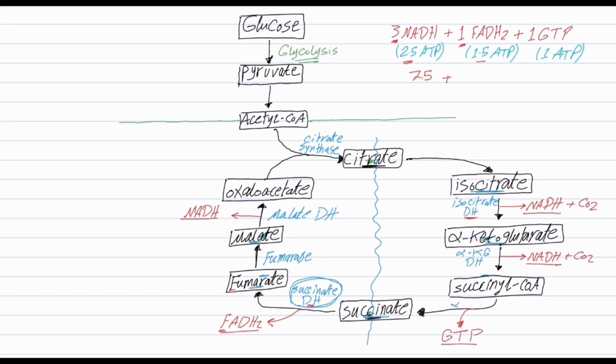1 multiplied by 1.5 equals 1.5 ATPs. And 1 multiplied by 1 just equals 1 ATP. So the sum of all of that would be 10 ATPs. So how many ATPs does one Krebs cycle give us? The answer is 10 ATPs.